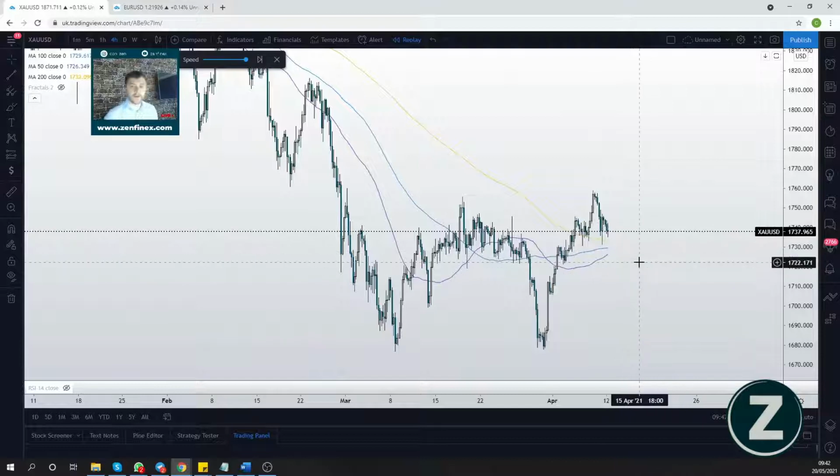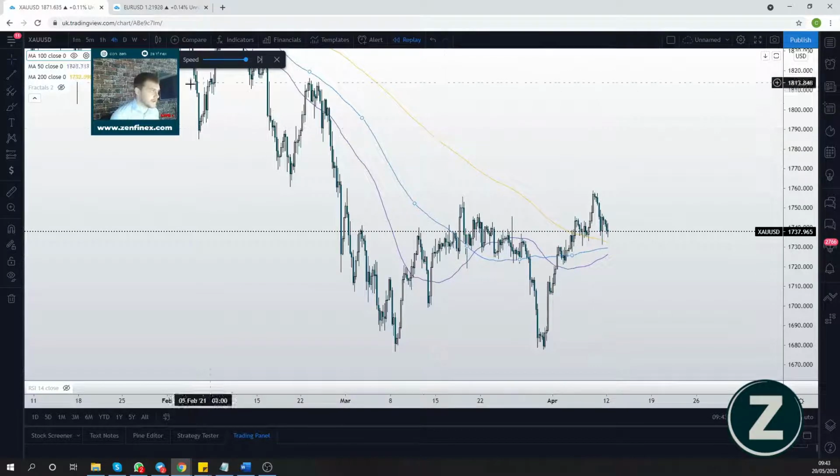Now, when a smaller time period moving average, this is really important, crosses over and above a longer time period moving average. So in this case, the 50-day moving average, which is this purple line, crossing over and above the 200 and the 100-day moving average, that can be seen as an indication to buy and that trend is shifting to the upside. Alternatively, a smaller time period moving average could cross over and below a longer time period moving average, which would be an indication to sell the market and that the trend is shifting to the downside.